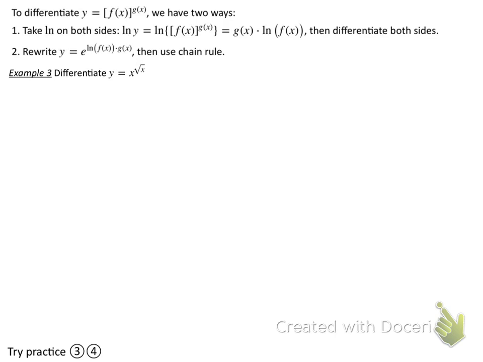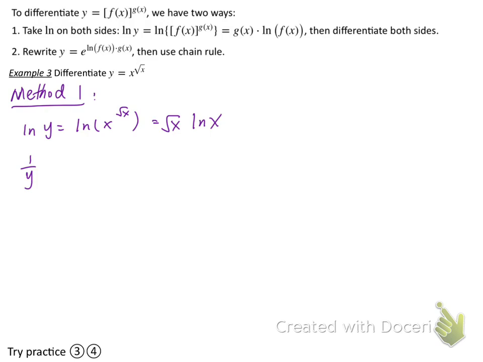I'll do both here. So first way, I will just take ln on both hand sides. ln y equals ln of x to the radical, oops, that's the exponent, x. This is square root of x times ln x. Then I'll differentiate both hand sides with respect to x. So for ln y, I use the chain rule. The derivative of ln gives you 1 over the input, but meanwhile, y is a function of x.